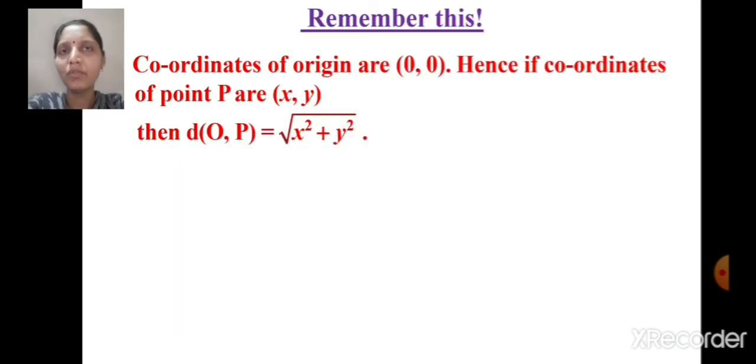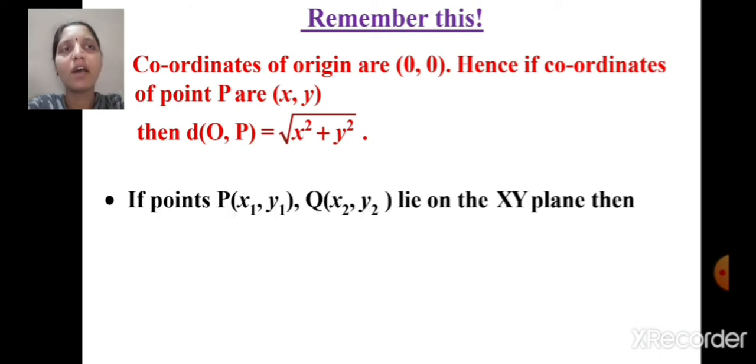So here first we are going to see how we can find the distance between the origin and any point in the plane. Okay, so we all know the coordinates of the origin are 0, 0, and if the coordinates of point P are x, y, then you can find the distance between the origin and point P with the help of this formula, that is square root of x square plus y square. Okay, now let's see the distance formula.